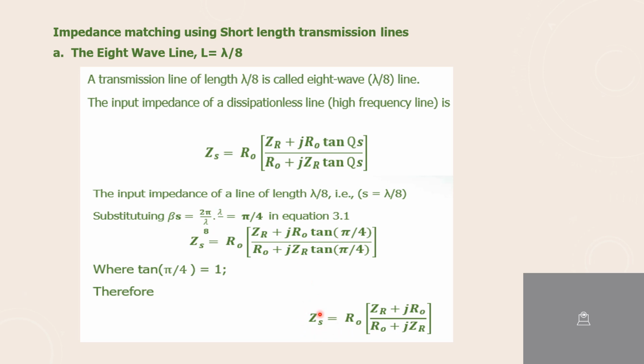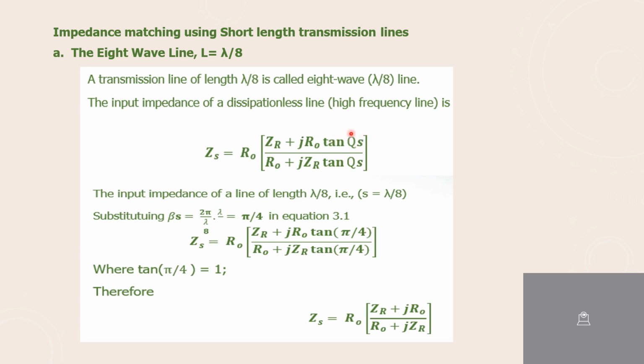of load impedance. So this is our equation, the input impedance equation of the dissipationless line at high frequency line. Here we're going to substitute L equal to lambda by 8. According to this equation, it is S, so we substitute S equal to lambda by 8. Here Q is actually denoted in terms of beta. So beta S is equal to, beta is nothing but 2 pi by lambda and S is nothing but lambda by 8. So we'll be getting it as pi by 4.